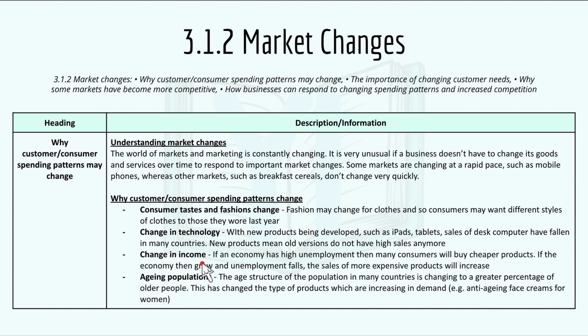Number 3, change in income. If an economy has high unemployment, then many consumers will buy cheaper products. If the economy then grows and unemployment falls, the sales of more expensive products will increase, as they have more disposable income. Number 4, an aging population. The age structure of the population in many countries is changing to a greater percentage of older people. This has changed the type of products which are increasing in demand, like anti-aging face creams for women.